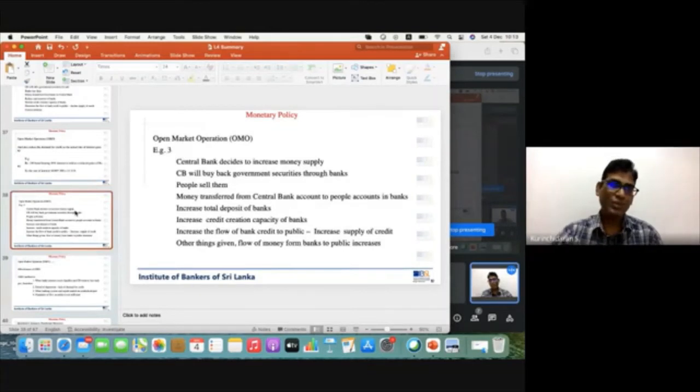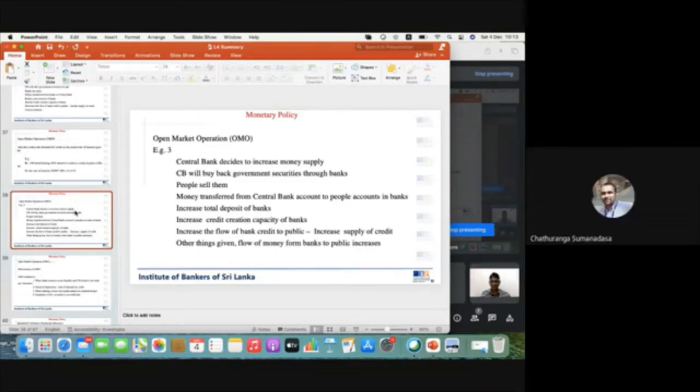Up to now, I think we have seen from a practical point of view how OMO works, right? And how the central bank can manipulate money supply or control inflation. Is that okay? Yes, it's clear. All right.